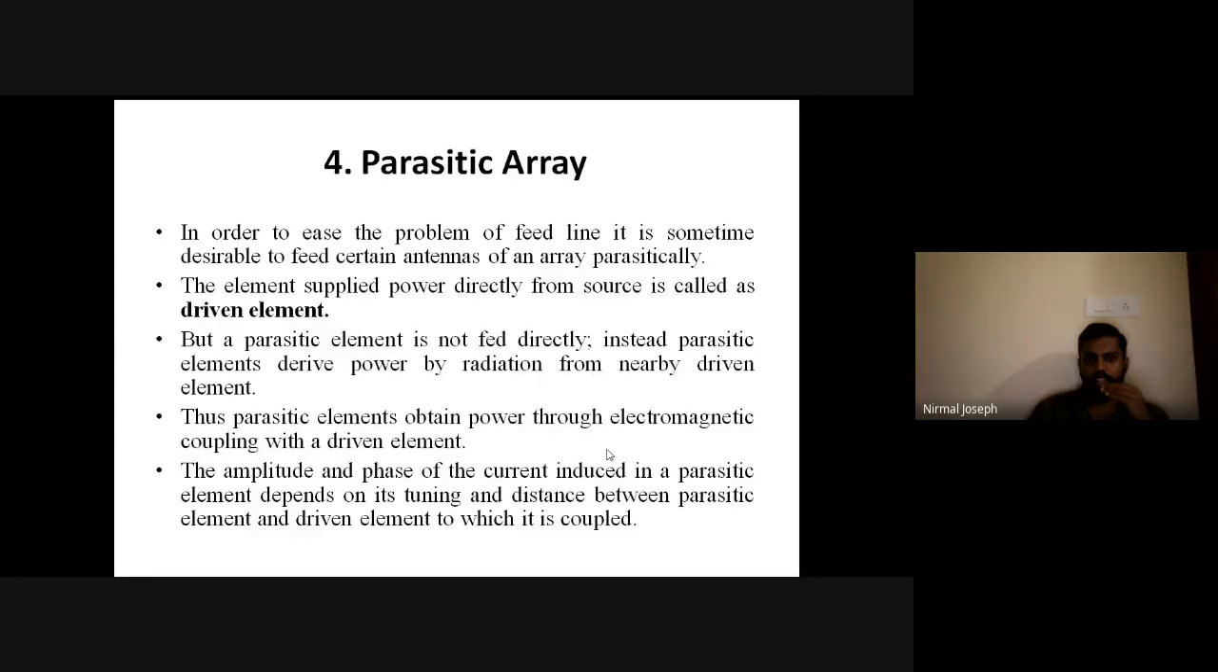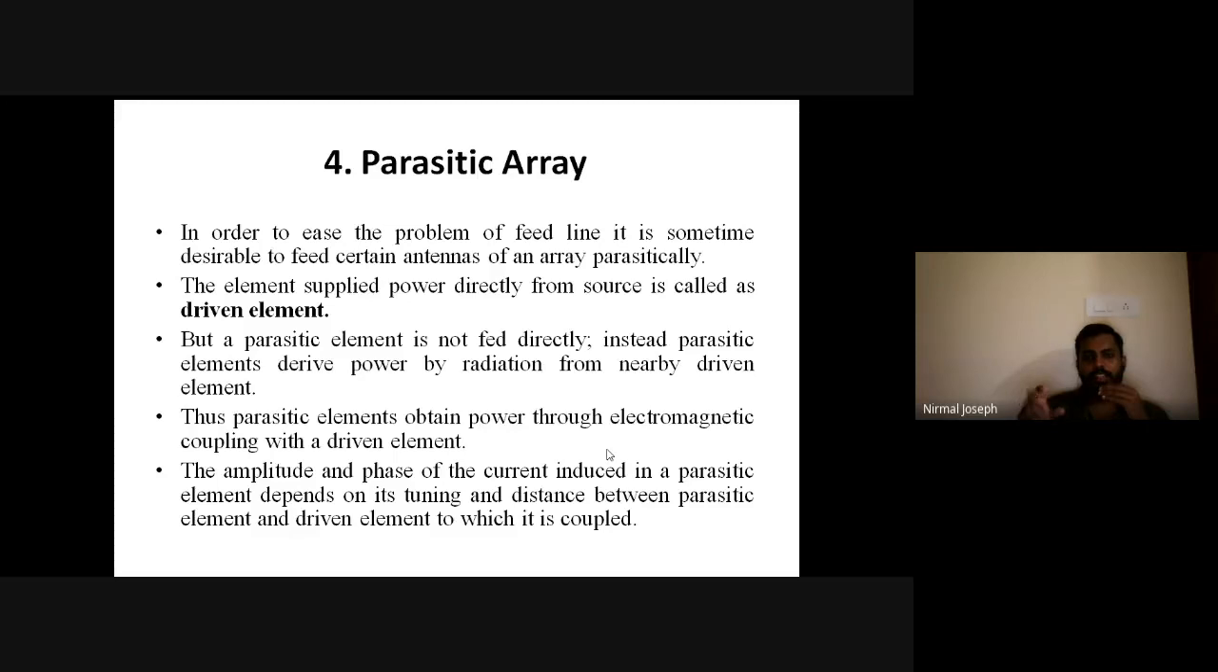In order to ease the problem of the feed line, it is sometimes desirable to feed certain antennas of an array parasitically. Till now, we were feeding the antenna elements with currents, and for that we were using a feeding line, that is, through the array axis itself. But it is very difficult to feed each and every element continuously throughout the array axis. So we are trying to do it in a different way. We are trying to feed antennas of an array parasitically.